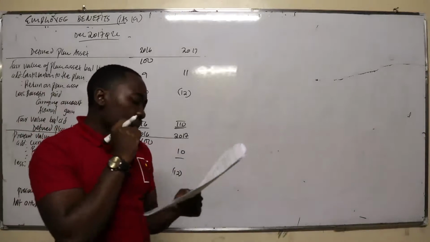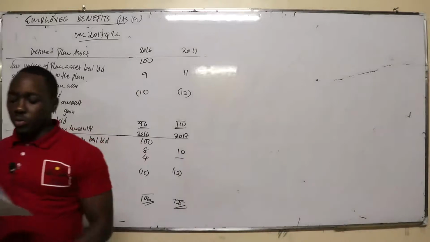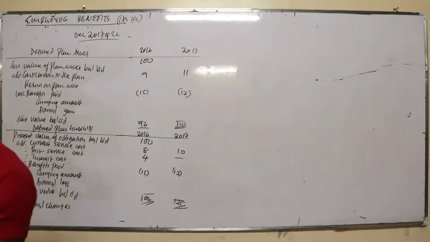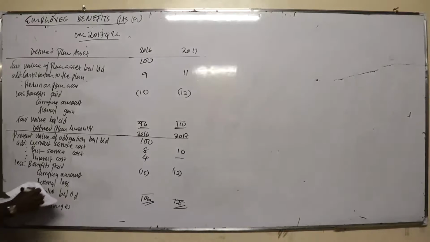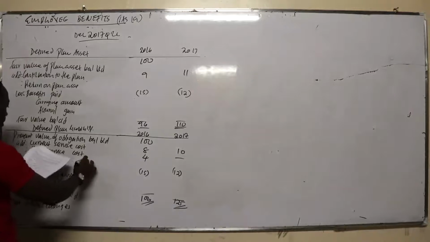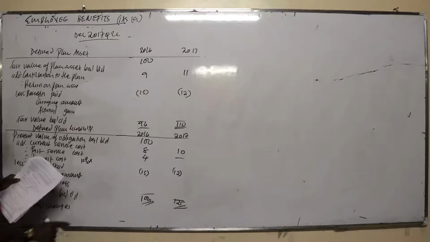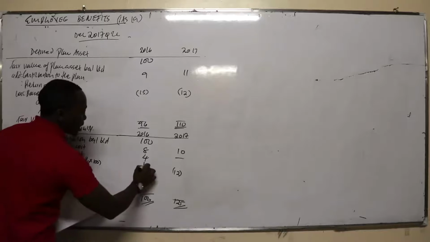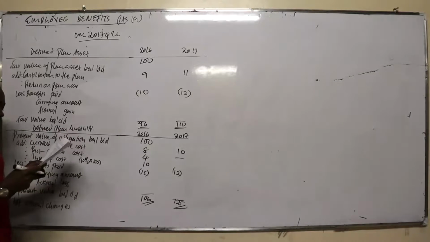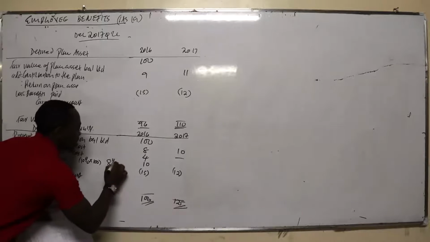Number two, assume that all transactions occurred at the year end. The discount rate on 1st November will give rise to the interest cost. For 2016, the rate was 10%. You take 10% of how much? The balance brought down, which is 100, and you get an amount of 10. Then for 2017, the rate is how much? 8. So you take 8% of the balance brought down.